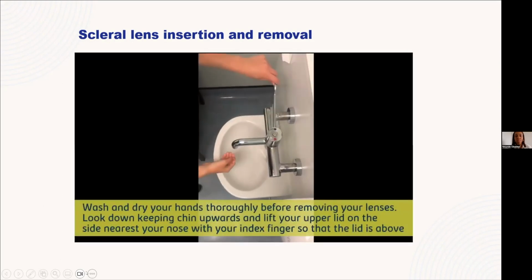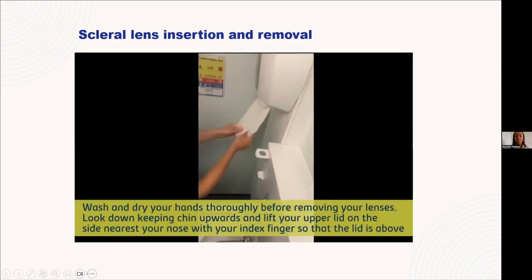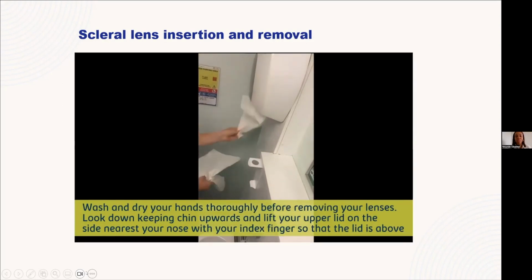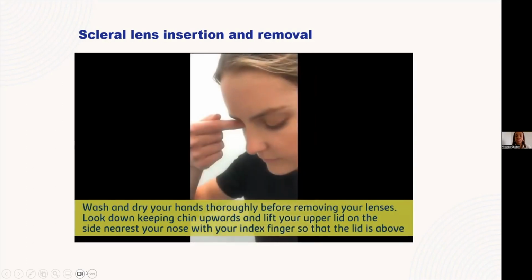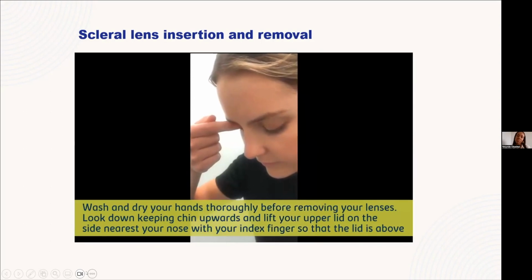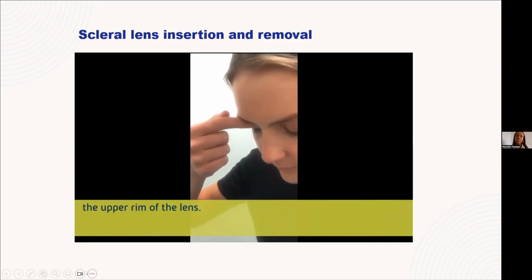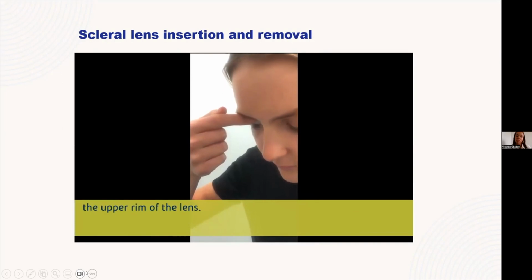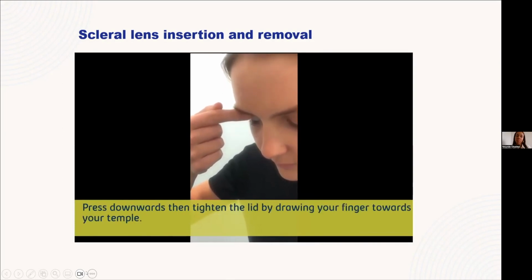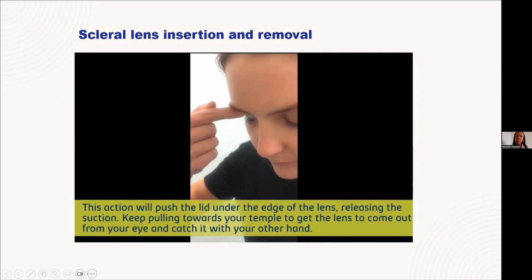Wash and dry your hands thoroughly before removing your lenses. Look down, keeping your chin upwards, and lift your upper lid on the side nearest your nose with your index finger so that the lid is above the upper rim of the lens. Press downwards and then tighten the lid by drawing your finger towards your temple. This action will push the lid underneath the edge of the lens, releasing the suction.